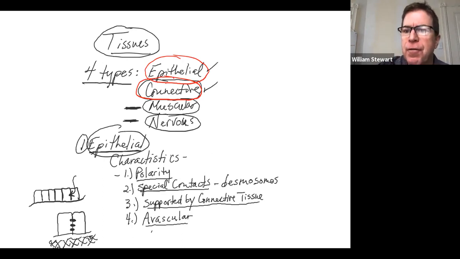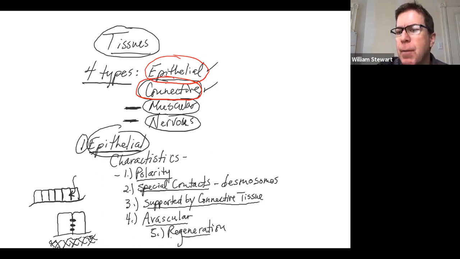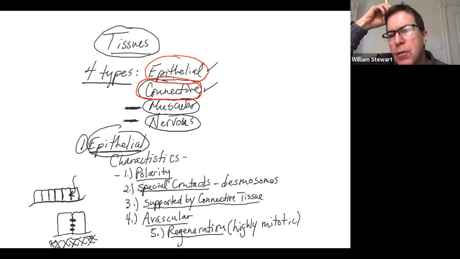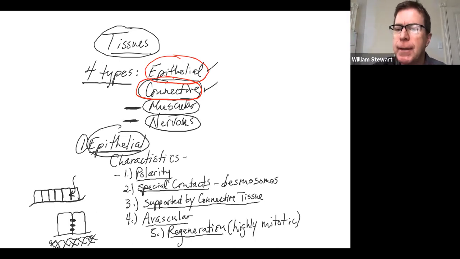And finally, number 5, a high capability of regeneration. That means they are highly mitotic. There's a lot of cellular division going on in them. Epithelial tissues can almost always be replaced. So I'm writing highly mitotic. Mitosis, as you know from Bio 1, is just a form of cellular regeneration or cellular replication.